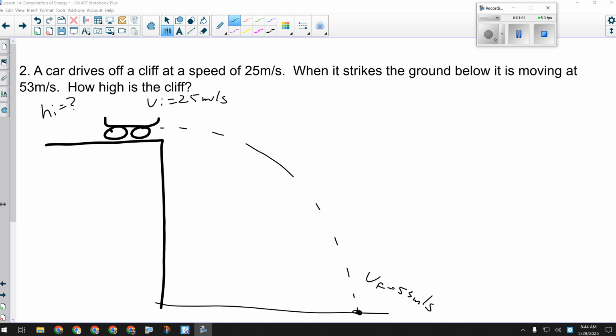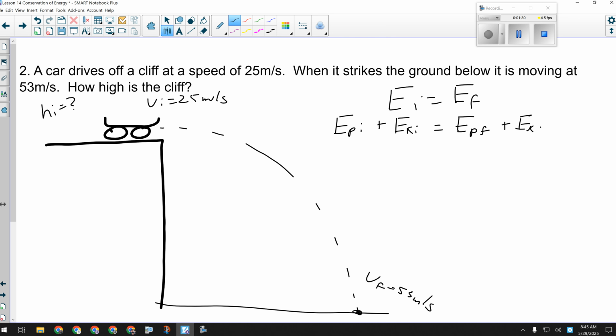So, there's no work being done here, right? Nobody is making the car fall faster as it goes off the cliff. That means no work is being done, so energy is conserved. The initial mechanical energy equals the final mechanical energy. And that means the initial potential plus the initial kinetic equals the final potential plus the final kinetic.